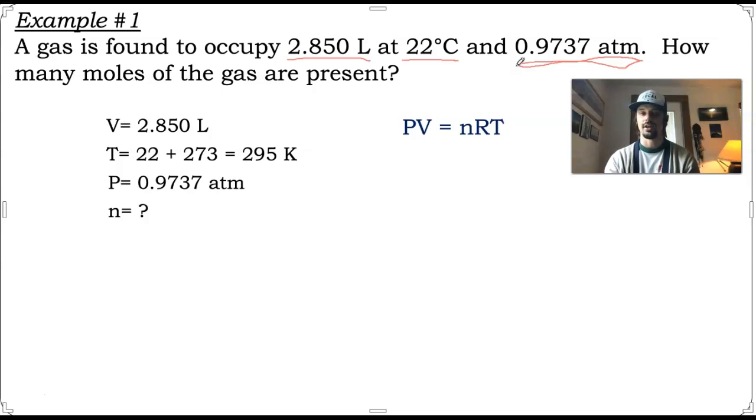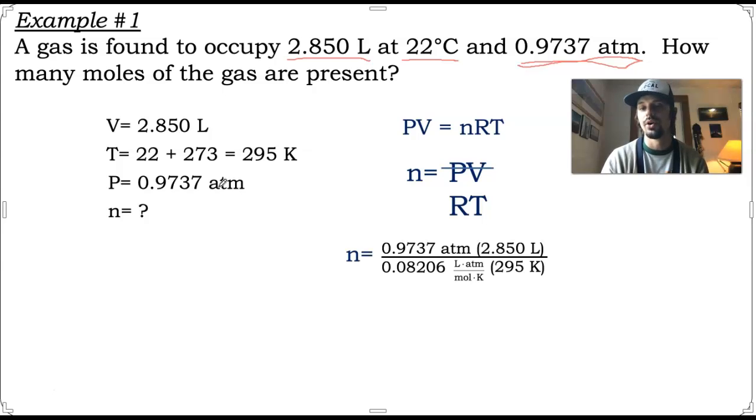Here is my gas law. Now, what is R? Well, again, R is dependent on pressure. My pressure is in atmospheres, so I'm going to use 0.08206. And I'm sorry, this line should be right here. I must have just moved it and not moved that. So my gas law that I'm going to use is PV equals nRT, and I'm solving for N.